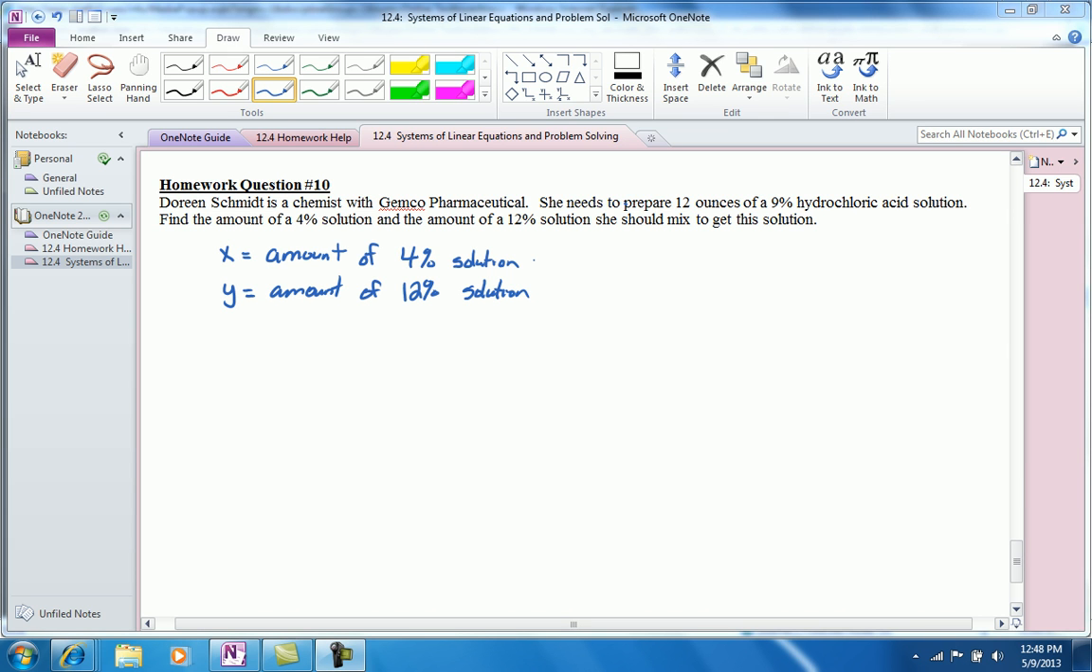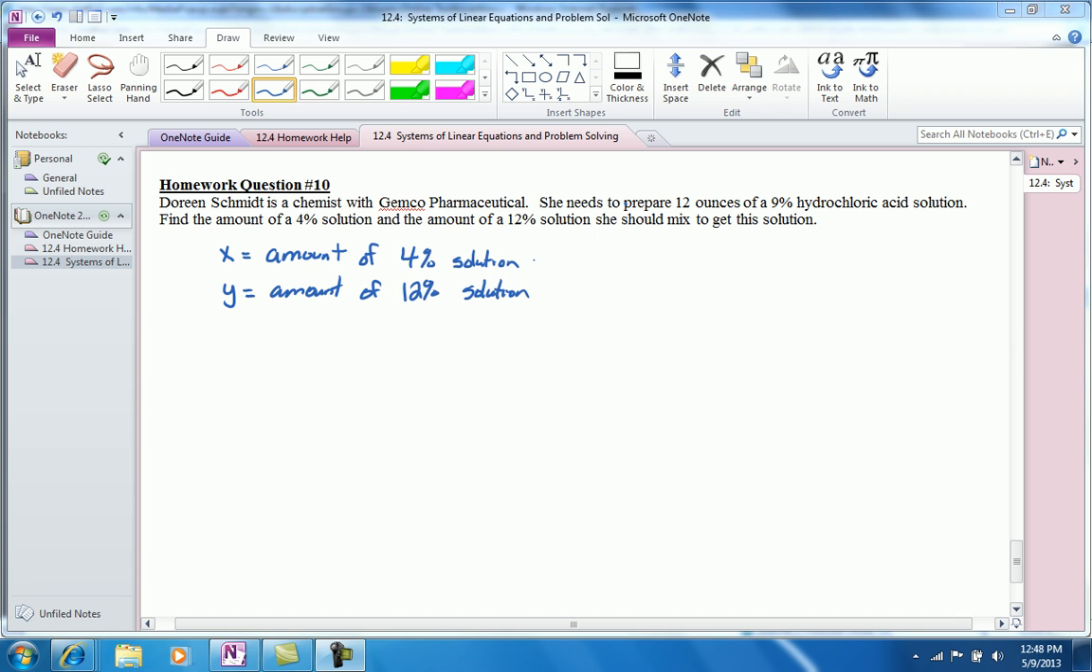Alright, so Doreen Schmidt is a chemist with Gemco Pharmaceutical. She needs to prepare 12 ounces of a 9% hydrochloric acid solution. Find the amount of a 4% solution and the amount of a 12% solution she should mix to get this solution. Alright, so I'm trying to determine the number of ounces of a 4% solution and the number of ounces of a 12% solution she should mix to get this solution.